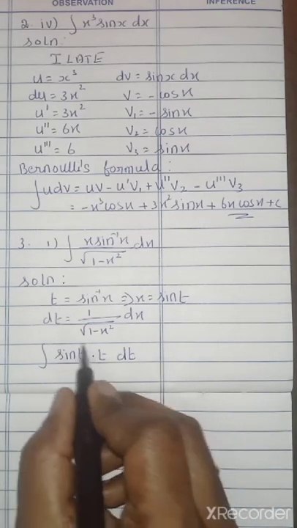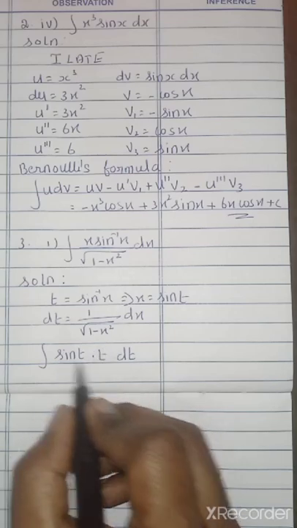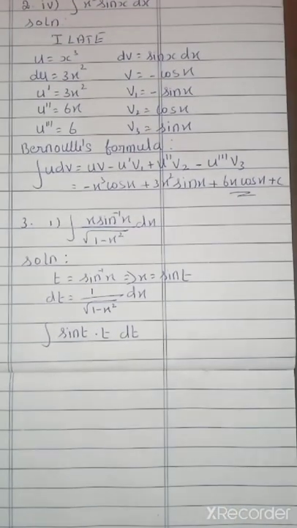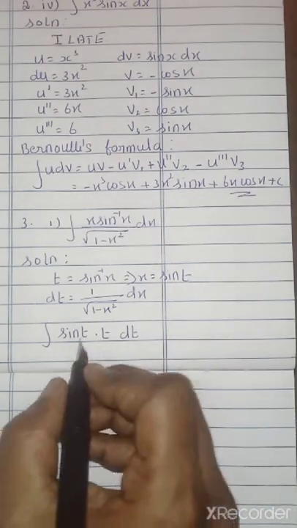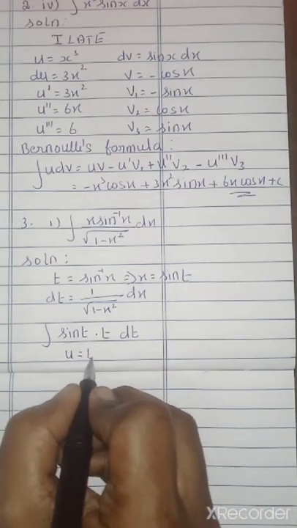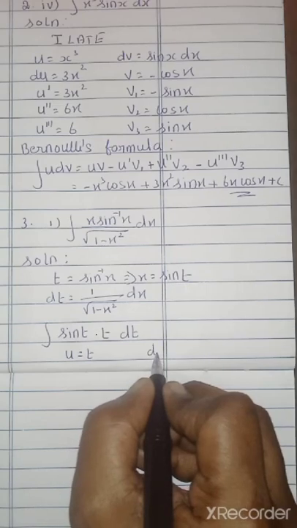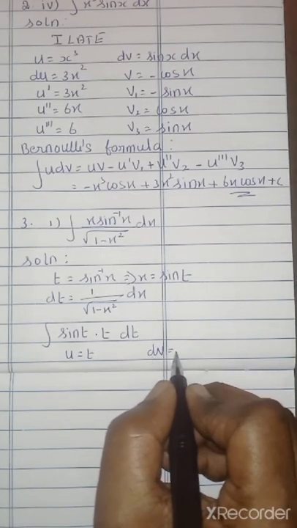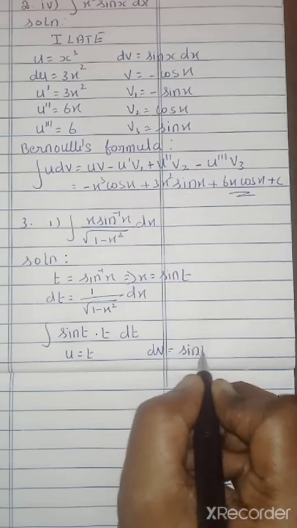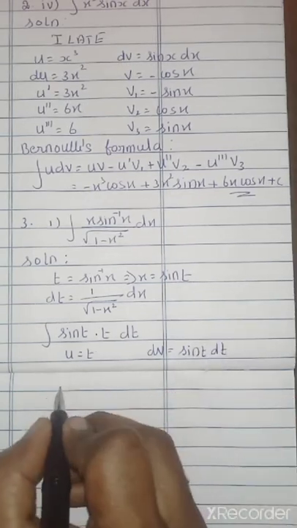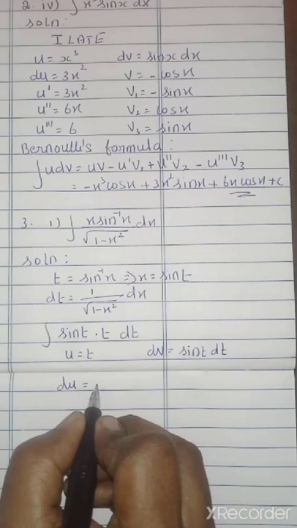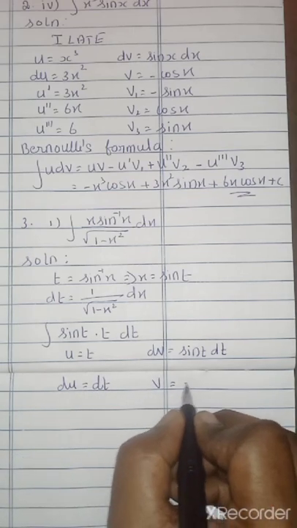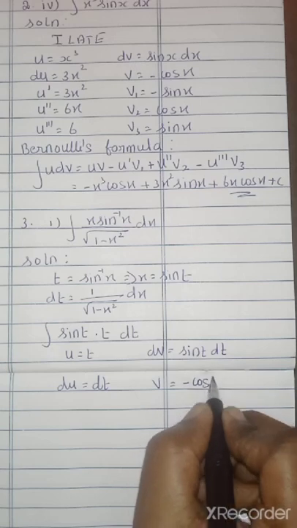So sin t is a function, t is a function. Two functions are in multiplication, so we can use integration by parts. Here we can take u equal to t, dv equal to sin t dt. If you differentiate, du equals dt, and v equals integration of sin t, which is minus cos t.